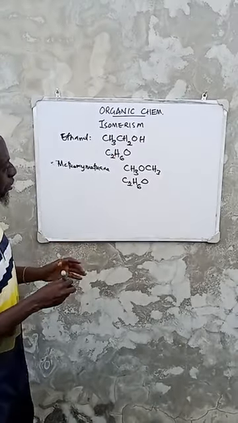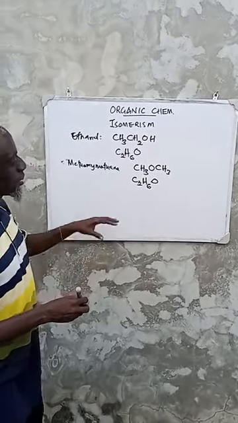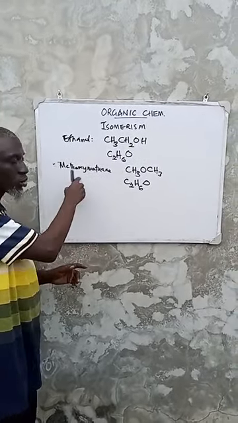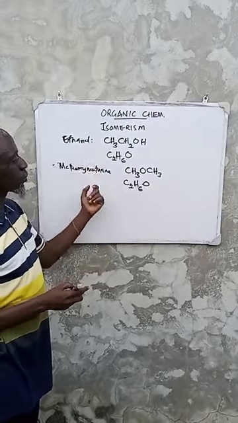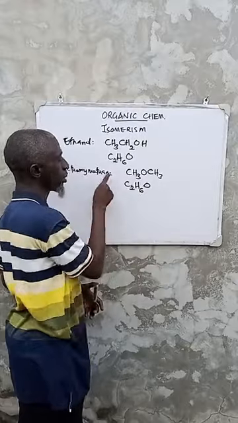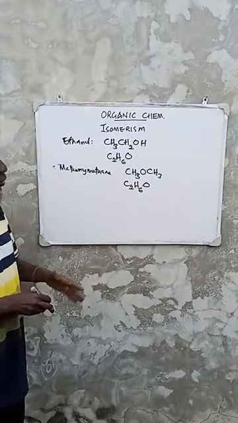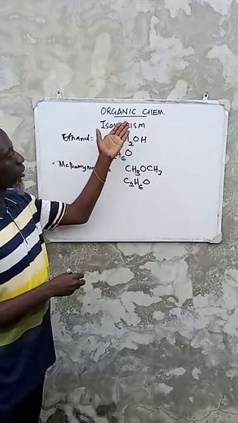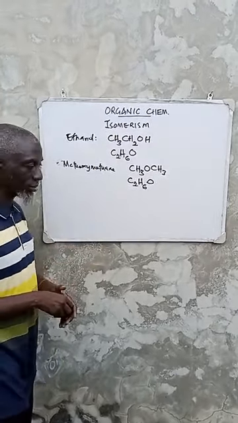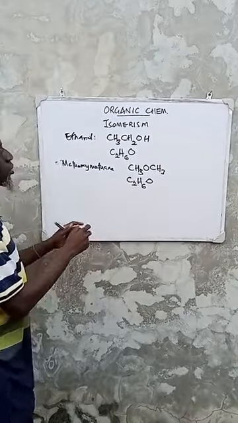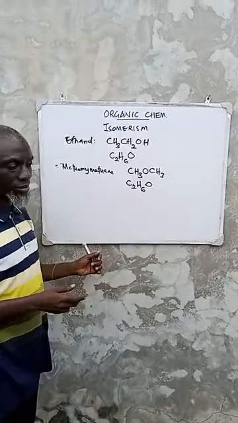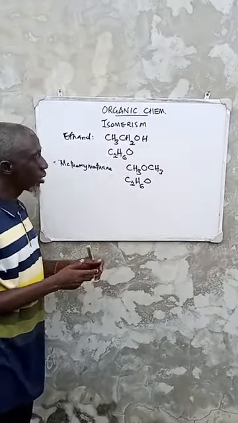So isomerism, by definition, is the existence of two or more compounds, in this case we have only shown two, having different structural formulas but the same molecular formula. So today we want to look at the concept of isomerism. We are going to classify the different types of isomerism and give examples of these ones.